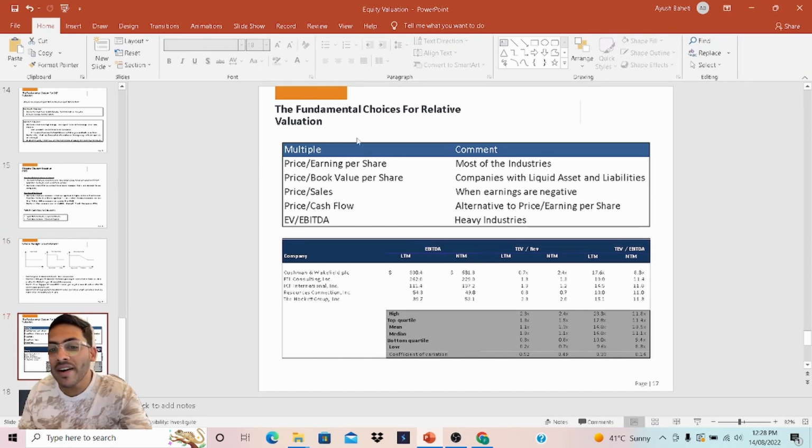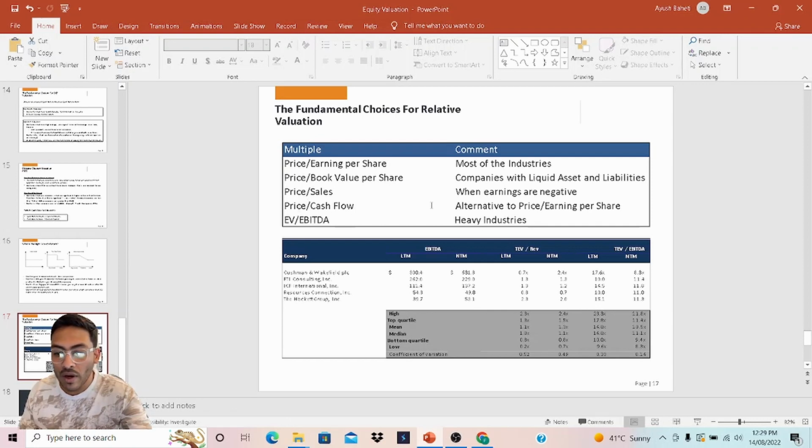Now let's understand the fundamental choices for relative valuation. Price to earnings per share, you can use for most of the industries which are profitable. Price to book value per share, you can use for companies with liquid assets and liabilities, like banks and NBFCs. Price to sales when earnings are negative. It is obvious that if the earnings are negative, then you can't use price to earnings per share and you have to rely on price to sales.